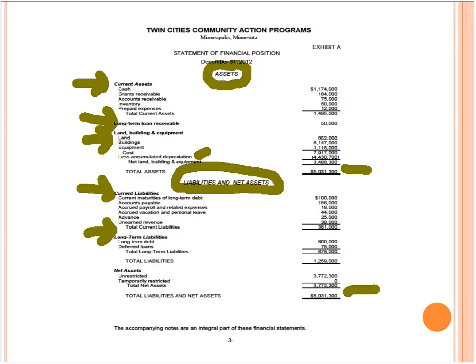Those are offset by the liabilities, and once again we see liabilities split into current and long-term. In this example we have current liabilities, liabilities that are owed now or within 1 year, and then long-term liabilities, which include deferred loans and long-term debt. The difference between these two items generates net assets. Net assets in this case are only unrestricted, and we don't have any of the other categories.